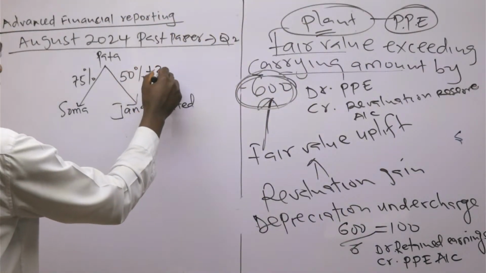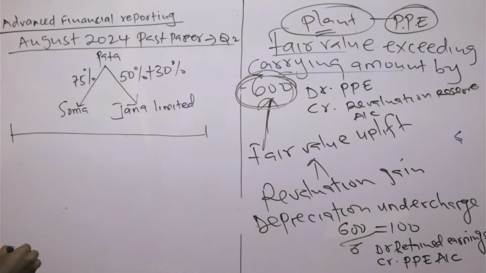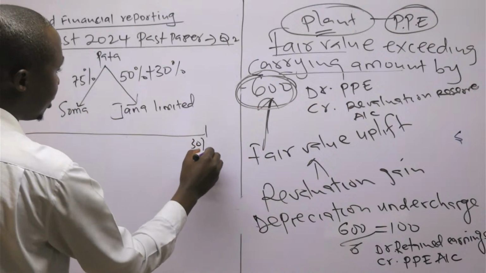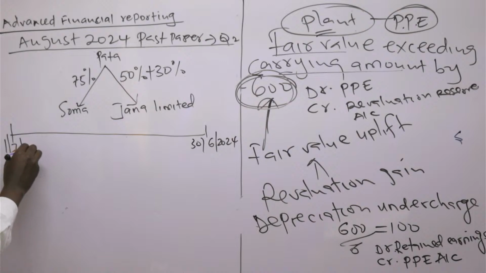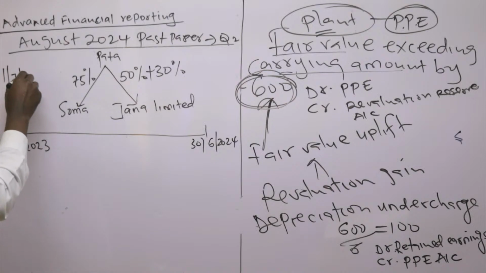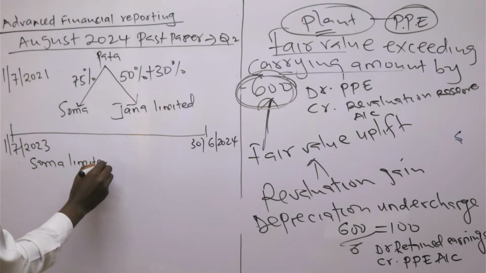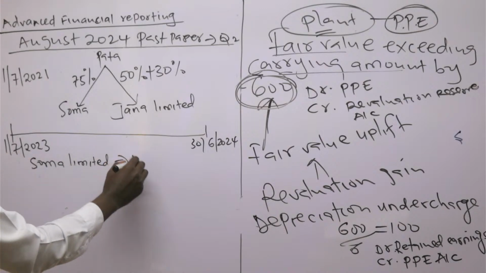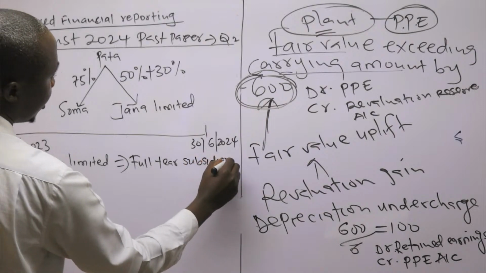So here now they are going ahead to add 30%. So I can do this. Our financial year ends on 30th June 2024. It starts on 1st July 2023. Remember, Soma was acquired on 1st July 2021. That one implies that Soma Limited is in the current year a full year subsidiary.